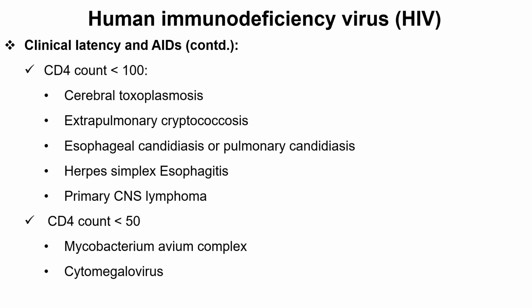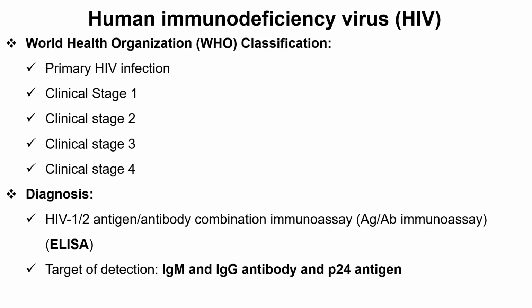When the CD4 count is less than 100, we should suspect diseases like cerebral toxoplasmosis, extrapulmonary cryptococcosis, esophageal candidiasis or pulmonary candidiasis, herpes simplex esophagitis, and primary CNS lymphoma. Whereas MAC and CMV infections are common if the CD4 count is less than 50.